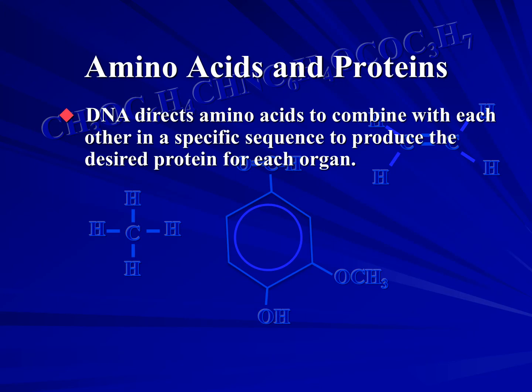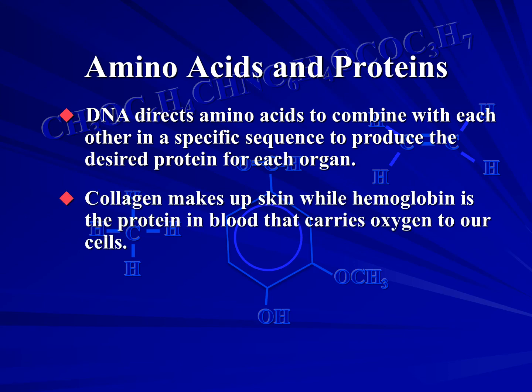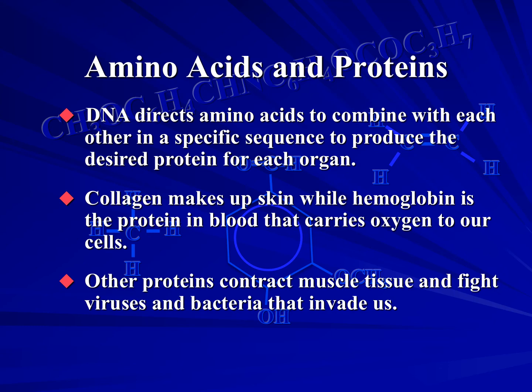In the growth of living things, DNA directs the amino acids to combine with each other in a specific sequence to produce the desired protein for each organ. For example, the protein collagen makes up skin, while hemoglobin is the protein in blood that carries oxygen to our cells. Other proteins cause muscle tissue to contract. They can also fight viruses and bacteria that invade us.